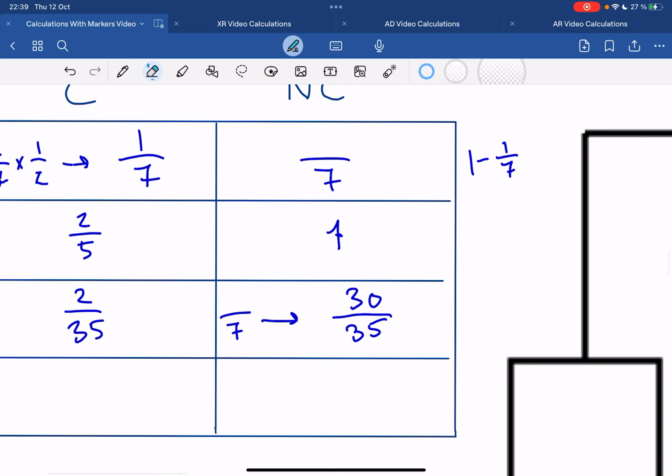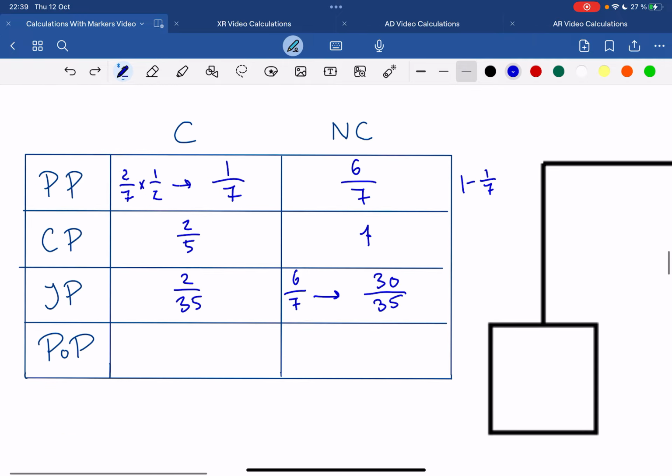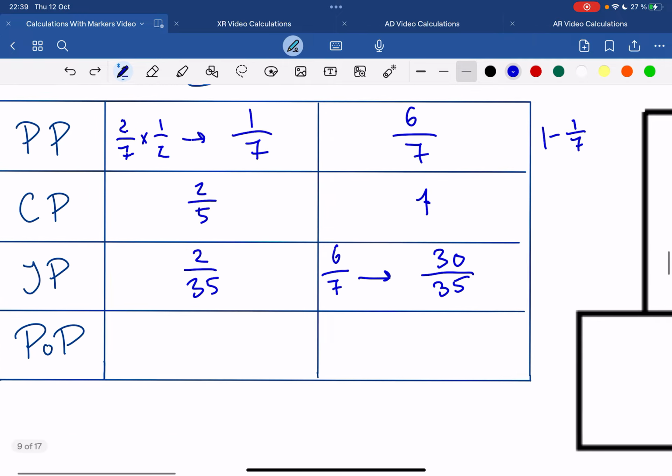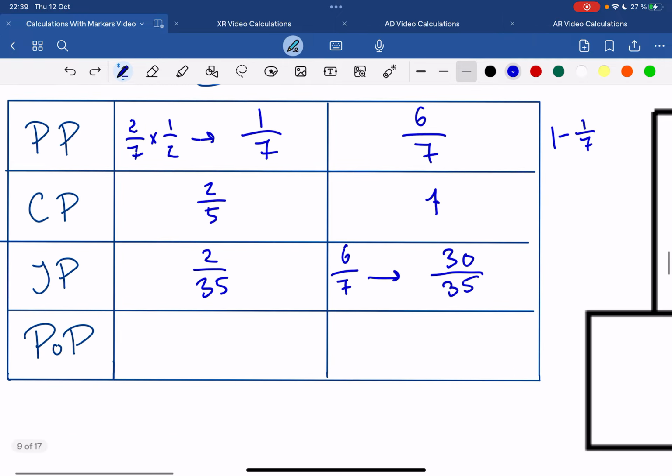Sometimes, guys, my brain isn't working as it should. So this is 6/7 and not 8/7. That makes no sense. All right, 30/35 here and 2/35 here.